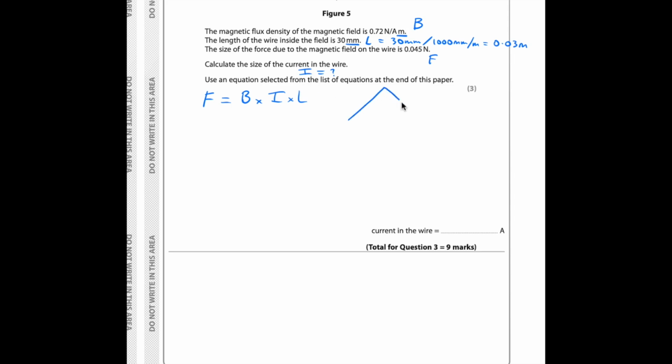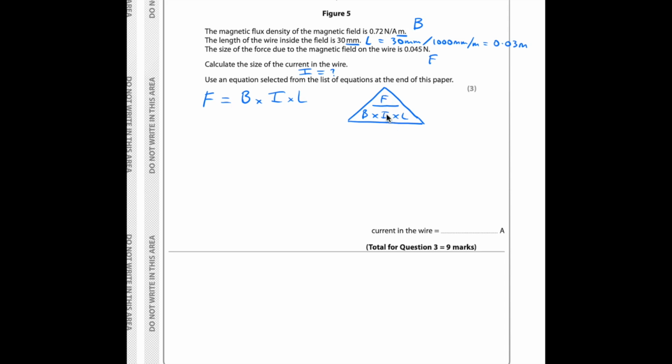So magic triangle. Make the magic triangle nice and wide on the bottom, because we're going to need something times by something times by something. So do your top shelf as a divide by sign, and then put 2 multiplied signs. So B times by I times by L goes in there, and then 1 space and 1 thing, so F must go on the top.